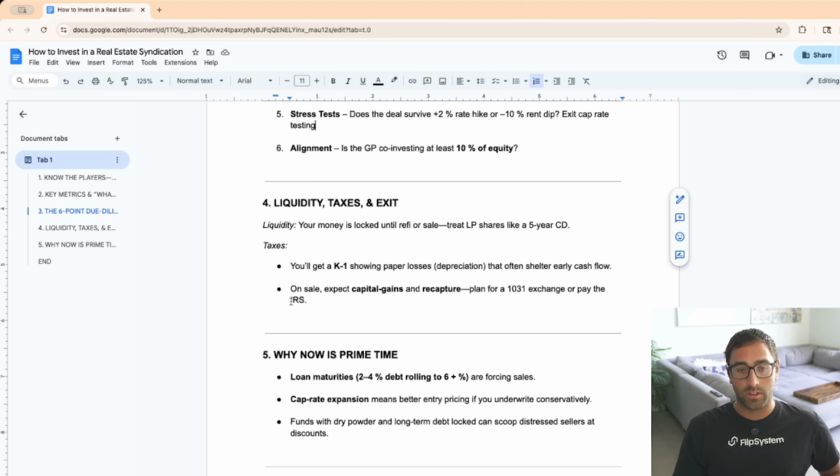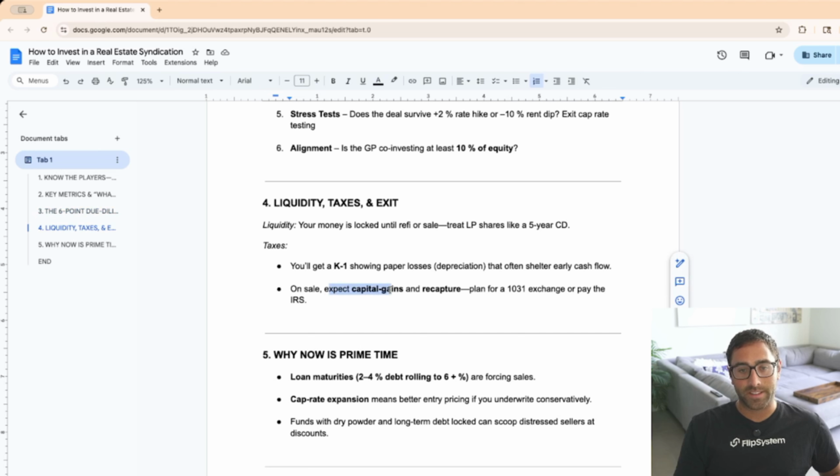Tax-wise, you're going to be getting a K1 showing paper losses because of depreciation that often shelter early cash flow, which is going to be great. And that's one of the greatest benefits of investing in real estate. Let's say you make a 15% return on real estate. To make that same return on the stock market, you would need a 30% on the stock market because you don't have all these paper losses, all this depreciation with real estate. So you literally have to make double the return in the stock market to make the same return as half the return with real estate. So keep that in mind when you're comparing different investments.